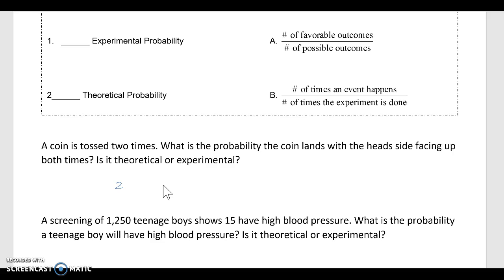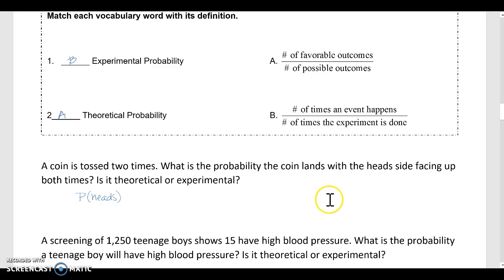Darn it, why is it erasing? Hang on. Okay, so the probability of flipping a coin for heads is 1 out of 2, right? But they say both times. So if it's more than one time, you're going to multiply the probabilities. So it's 1/4. Is it theoretical or experimental? Well, in this case, it's what should happen, right? So it's going to be theoretical.